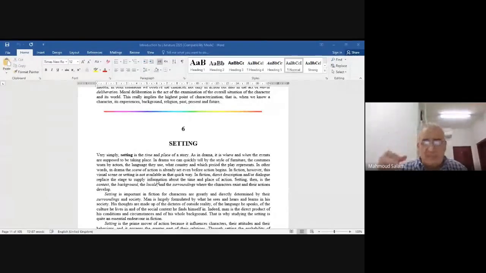So setting here is the context or the background or the locale or the surroundings where the character really exists, or where characters exist, and their actions develop.